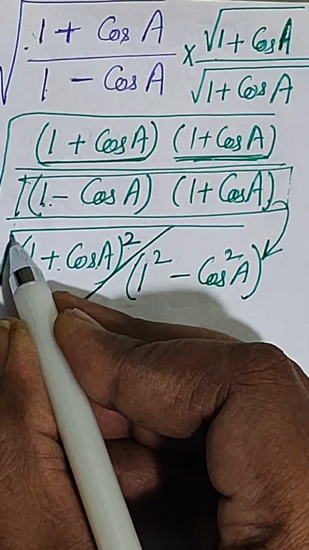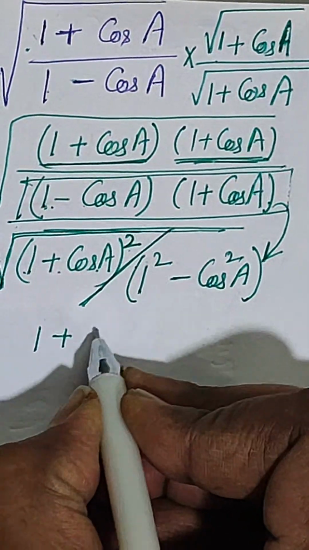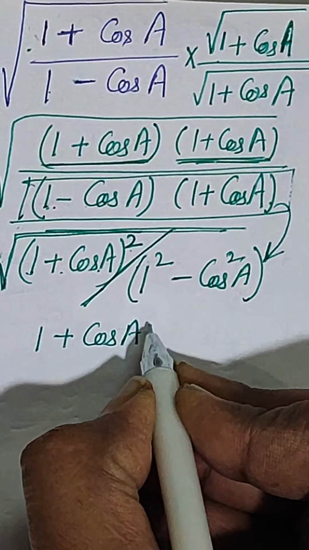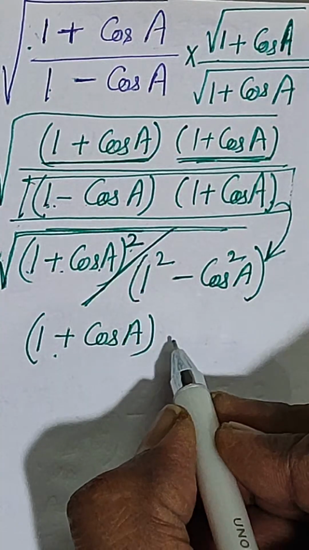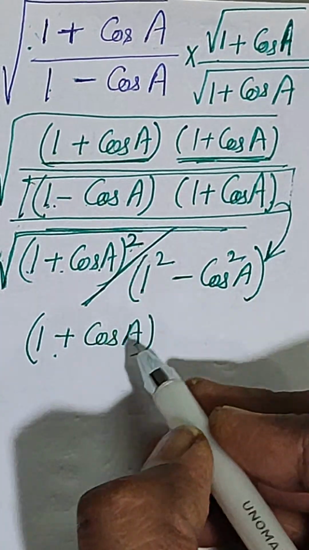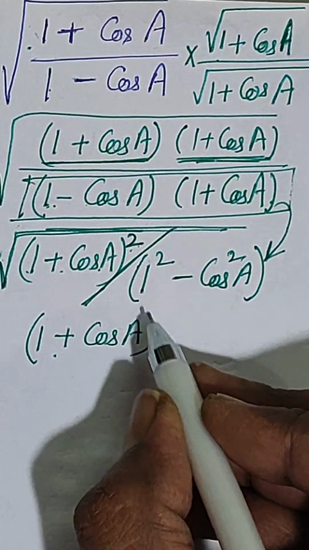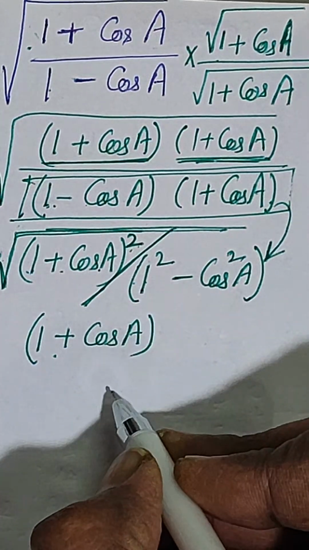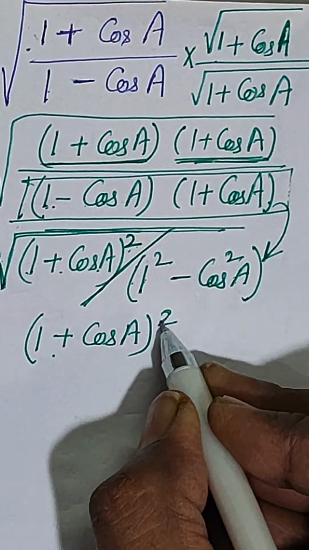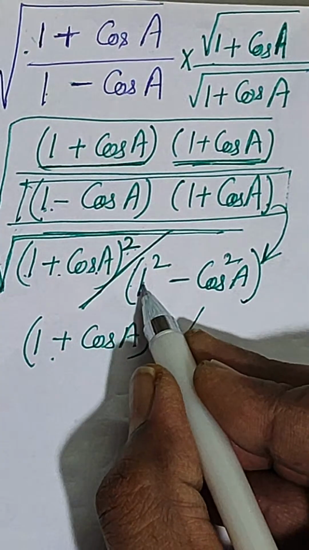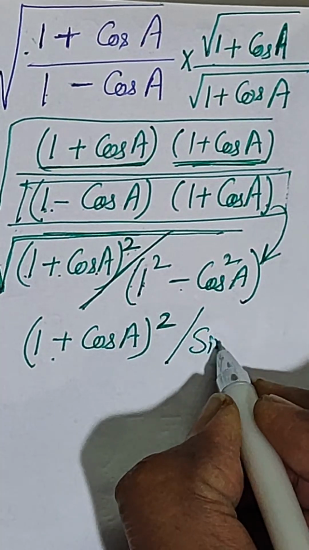Now in the next step, you can see 1 plus cos a is coming two times, and this is under the root. So we can bring 1 plus cos a outside of this root, because there are two terms in the numerator, so one term can be taken out. Similarly, it's 1 minus cos square a. Let me remove the root in the next step so that it will be easier. 1 minus cos square a can be written as sin square a.